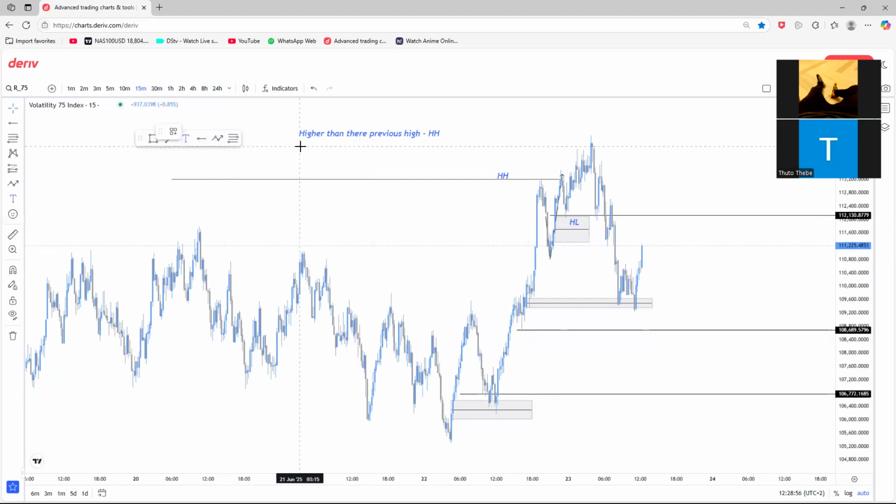And why are we saying it's a higher low? Because it's higher than the previous low. That's why you actually call it a higher low. So basically this is what you're doing on the charts when you're trading A's and V's.